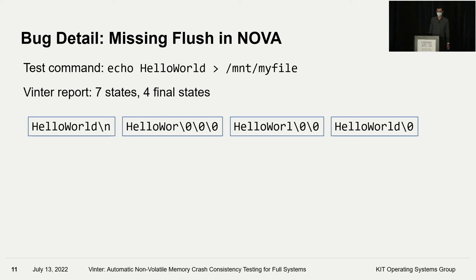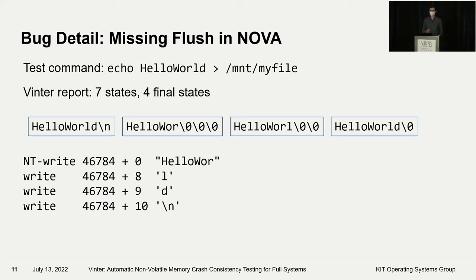To understand what is happening there, we now looked into the trace file, specifically filtering for the cache line where this file content is written to. And what we could see then is that Nova wrote to this file in 4 distinct instructions. First, a non-temporal write that does not go into the volatile caches of the first 8 bytes of the file, and then the remaining 3 bytes with individual single byte writes that do go to the caches. And of course, there's no flush here, so the remaining 3 bytes might remain in the caches and will be lost on a crash.